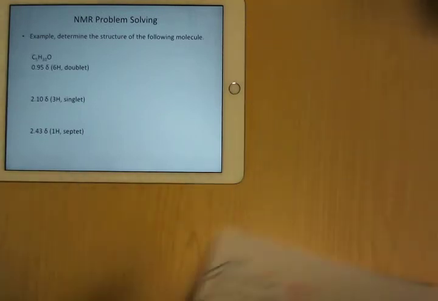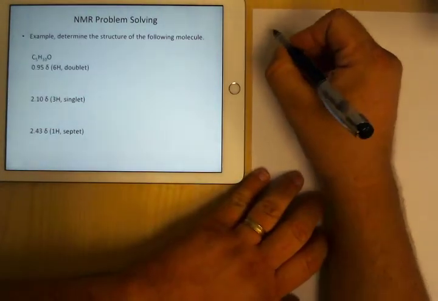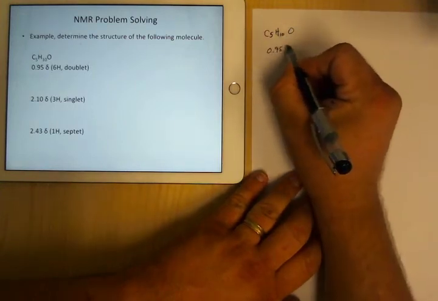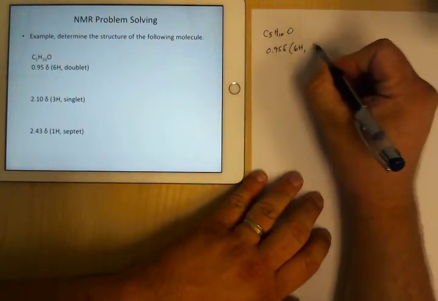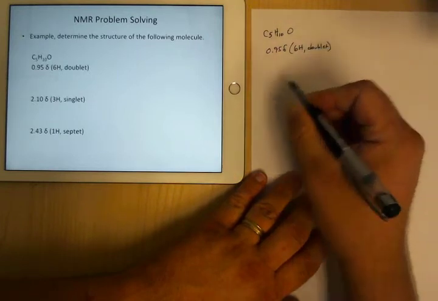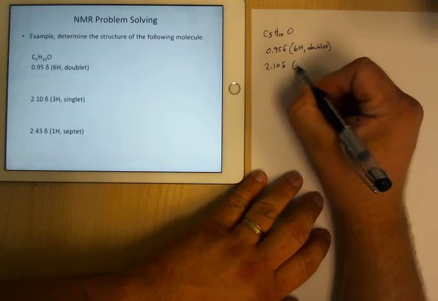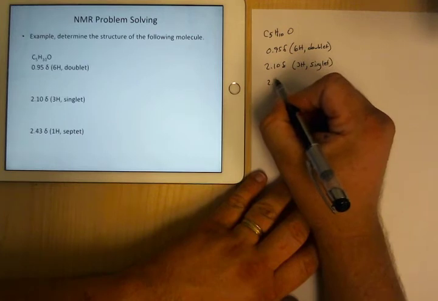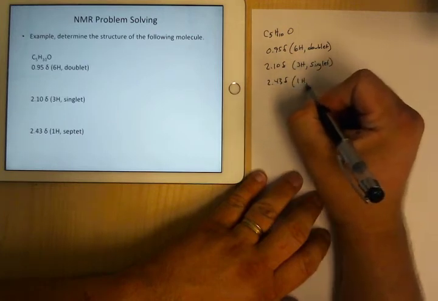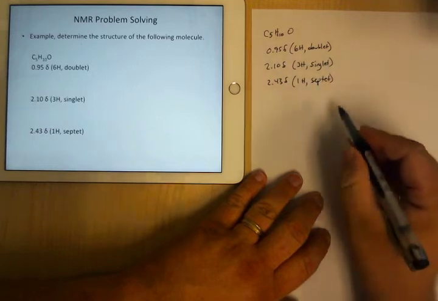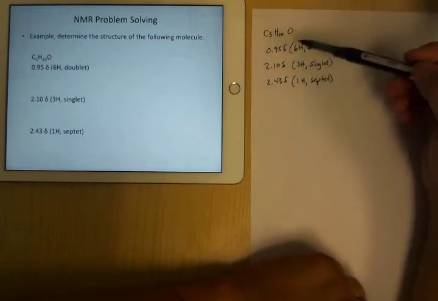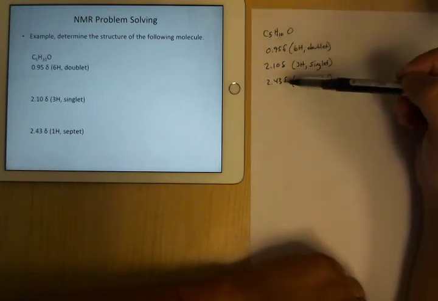Okay, so here's another one. C5H10O, right? So we have a 0.95, 6 hydrogen doublet. 2.10, 3 hydrogen singlet. 2, septet. Okay, so a septet would be 7. So first thing, we have 5 carbons, and we have 3 signals. So something's up.